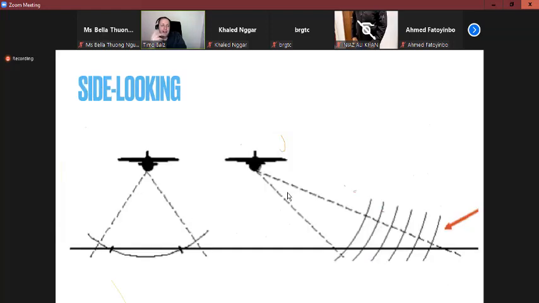I should have shown you that slide a little bit before. Why I mentioned that many times: SAR systems are always side-looking. Why is that? Well, I didn't even explain that.